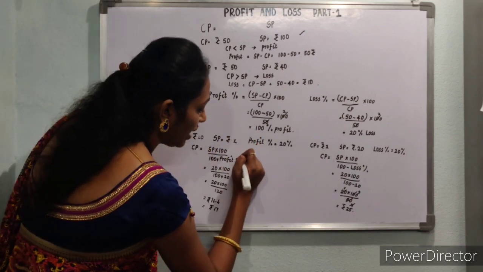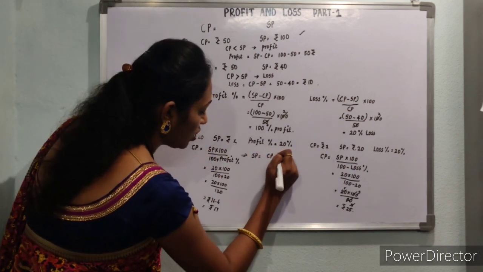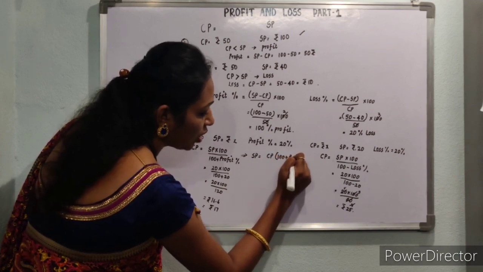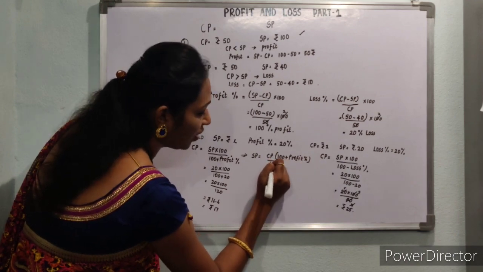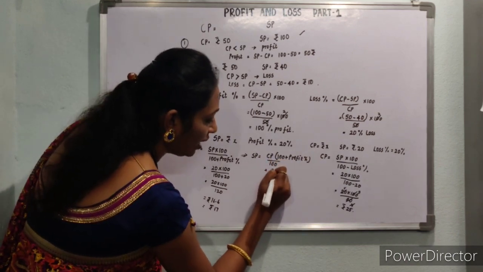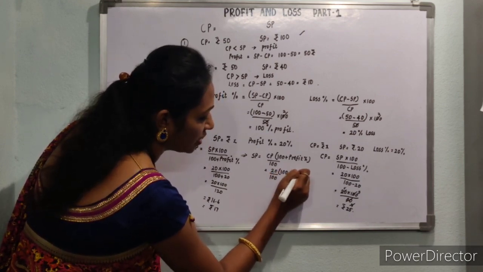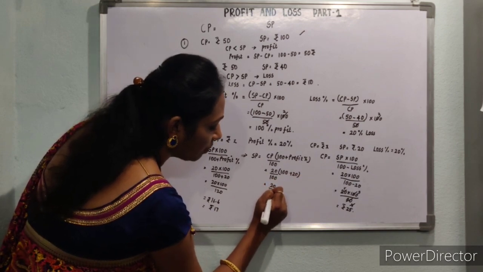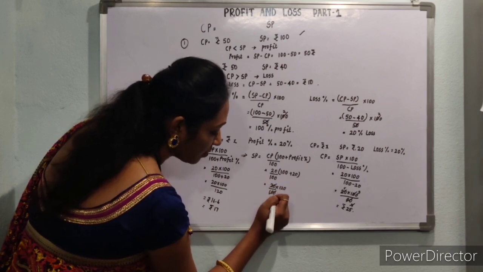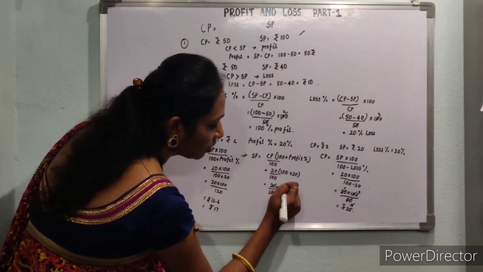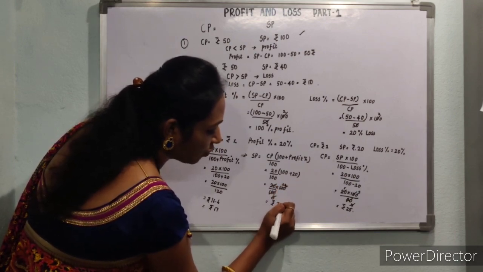How will you apply? From this you can take selling price equal to, just cross multiply this, cost price into 100 plus profit percentage divided by 100. So now apply 20 divided by 100 into 100 plus 20. So we'll get 20 divided by 100 into 120. So this will go 5 times and this will go 24 times. So the selling price is 24 rupees.